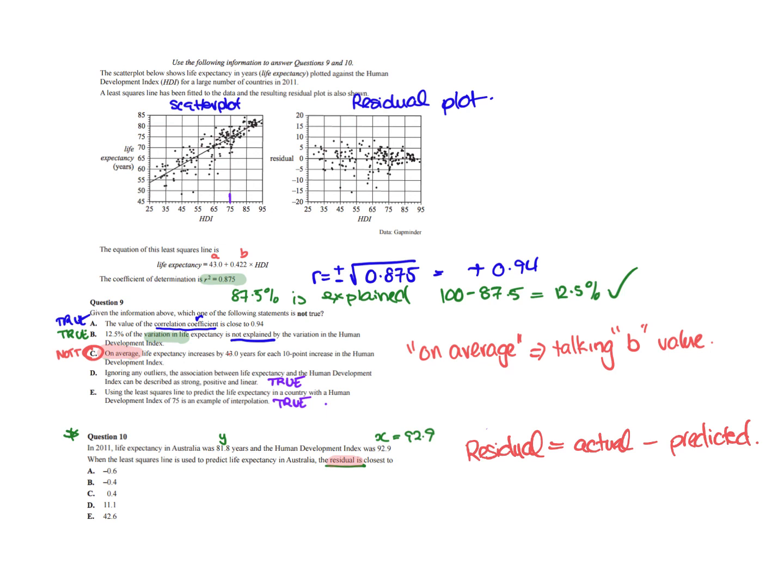They told me the life expectancy was 81.8, and then I have to find the predicted. The predicted is you use that equation which they gave you up the top. So I'm going to use 43.0 plus 0.422 times, and they've told me which X it was, 92.9, and you're going to get a residual value. So I end up with negative 0.40. So I'm going to go with B. Okay.